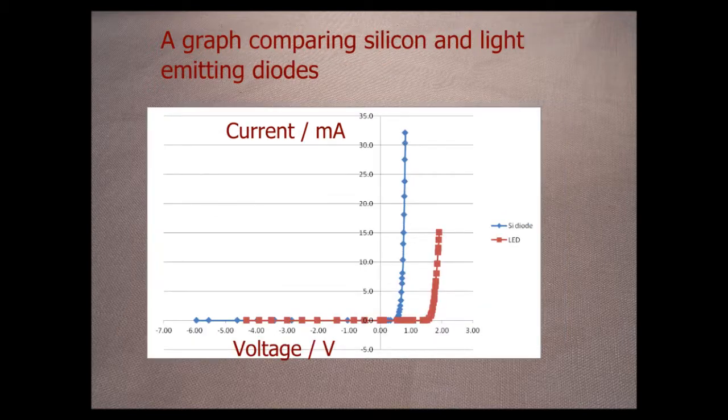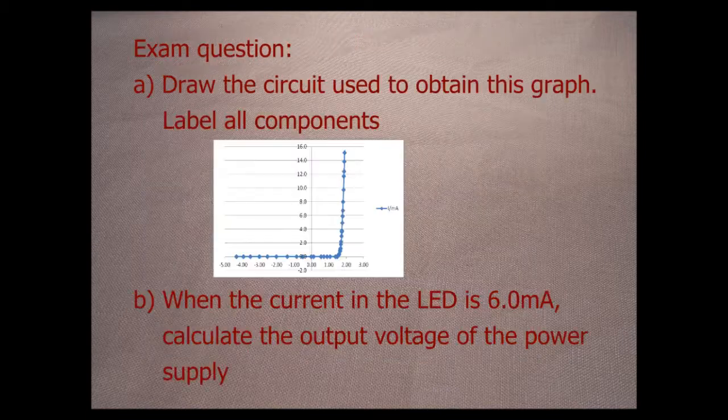This graph shows both the silicon diode and the light emitting diode current-voltage characteristics plotted on the same graph. Currents here are all in milliamps. You can see that the LED has a higher turn-on voltage. They ask exam questions about LEDs. Draw a circuit to obtain a current and voltage graph for an LED or any diode, then ask you to calculate the output of the power supply.